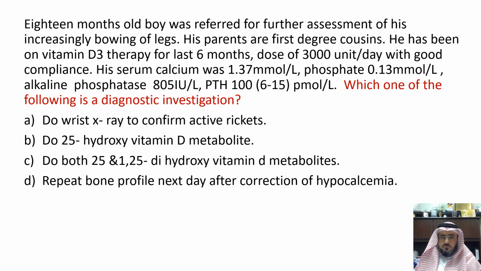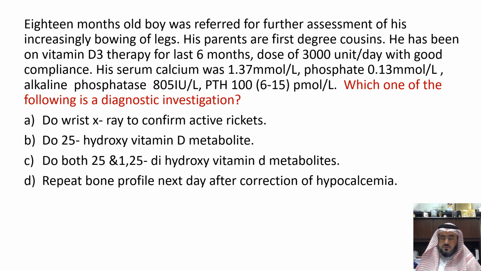Laboratory: calcium very low, phosphate is low as well. So we have here both low calcium and low phosphate. Alkaline phosphatase is high. Parathyroid hormone is high. So combined rickets of low calcium and low phosphate. What do you think the diagnosis?